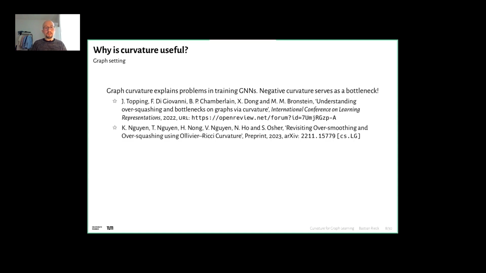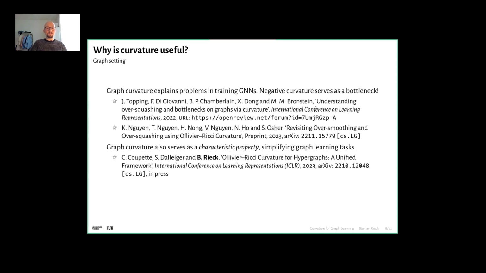Then there's a recent preprint which I find very exciting, which is revisiting these over-smoothing and over-squashing issues, but using this Ollivier-Ricci curvature, which is very, very timely since I'll be talking about this for most of the rest of the talk. And finally, there's also some work by myself where we look into the curvature as a characteristic property for simplifying graph learning tasks or for enabling certain graph learning tasks.